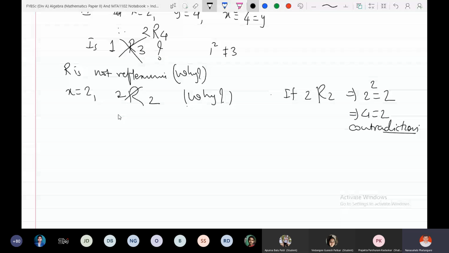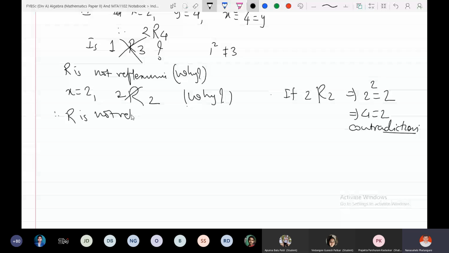There are many such elements. That means there are many elements which are not related to itself. So if we can produce at least one evidence where x is not related to x, then R is not reflexive. So we can produce one evidence where an element is not related to itself.